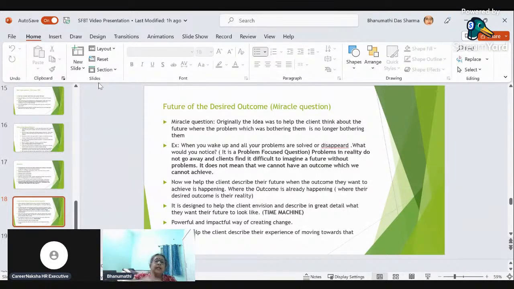Suppose I become a lizard sitting on the wall, what will I see? That your desired outcome is a reality. And what would you be doing differently now that your desired outcome is a reality? These are sample questions you can use, but you have to keep being creative when you are using them.